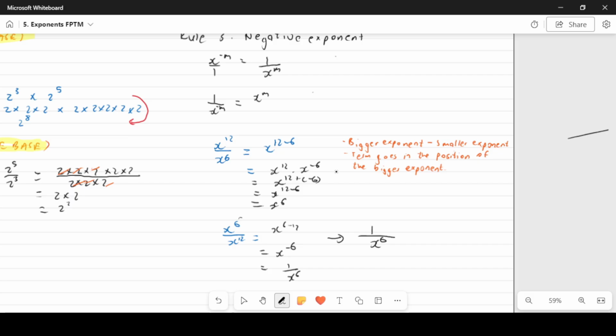Very straightforward idea, but it's important that we understand it now, because when we start doing more complicated examples, we can go directly to the answer without actually working with negative exponents, because eventually we have to convert negative exponents to positive. So that's how we're starting to think a bit faster in terms of these questions, right?